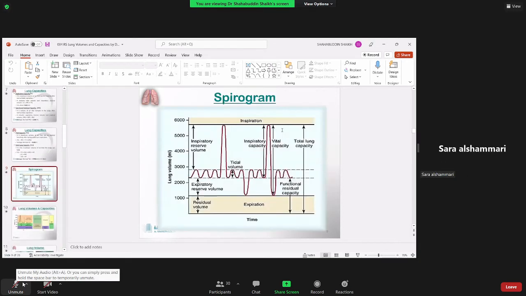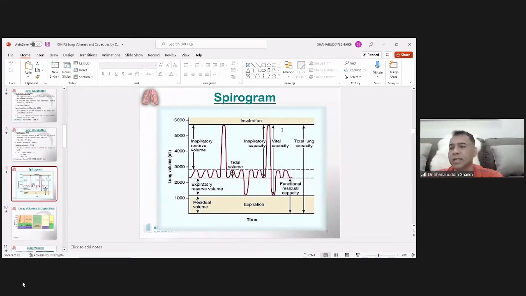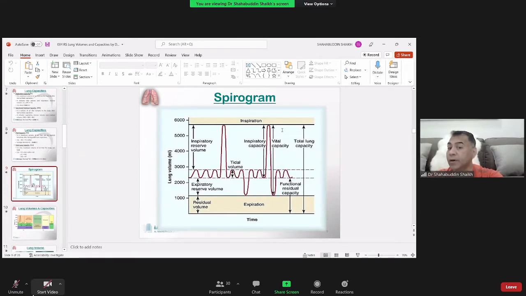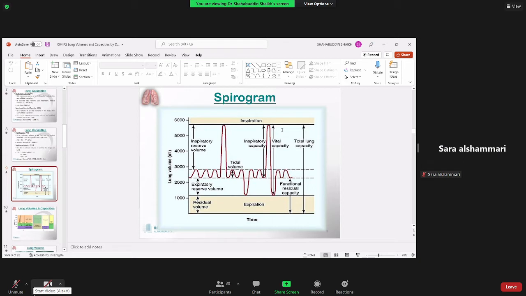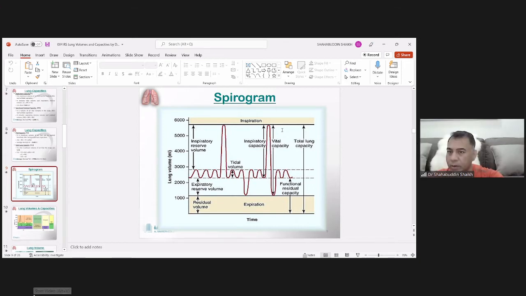Please remember that. Now this is the chart which you need to name. All the names you have to remember. This is not about theory, it is about OSPI. OSPI will have two stations. One will have this chart, and another will be a case history related to obstructive disease, where you have to identify whether it is an obstructive or restrictive lung condition. This chart will be one station, so it is very important to remember everything about it.